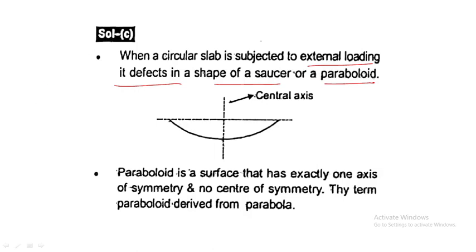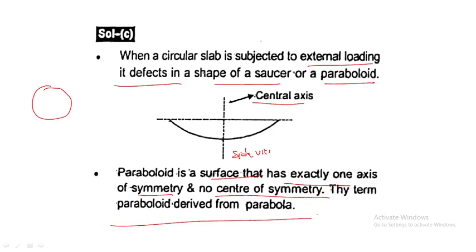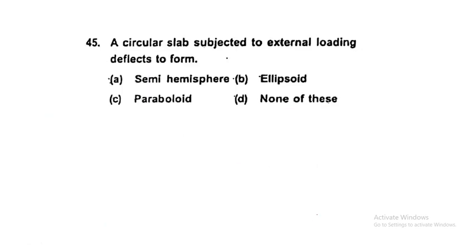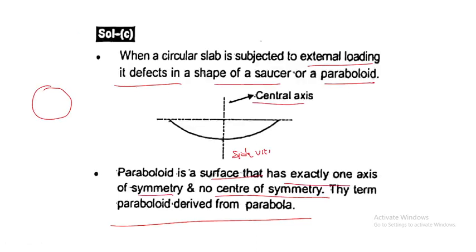So this is a side view of a saucer. When we see it from the top, it will look circular. So this is the central axis. A paraboloid is a surface that has exactly one axis. It is symmetric, with no center of symmetry. The term paraboloid is derived from the parabola. Okay, so the answer for the given question is paraboloid.